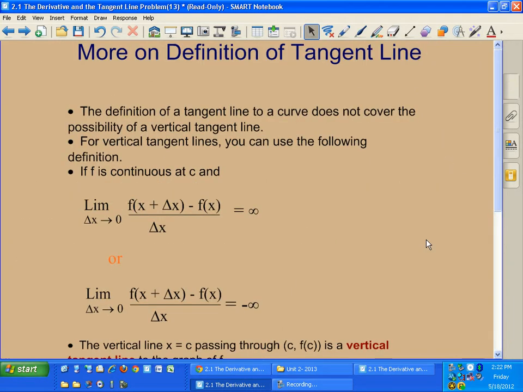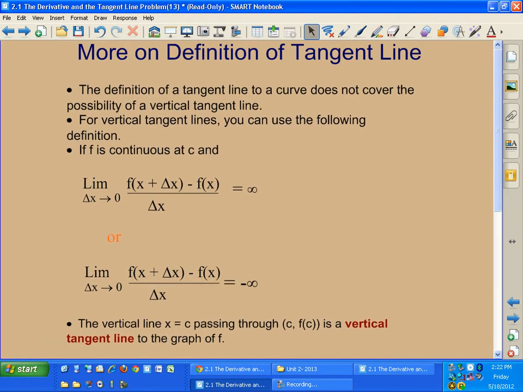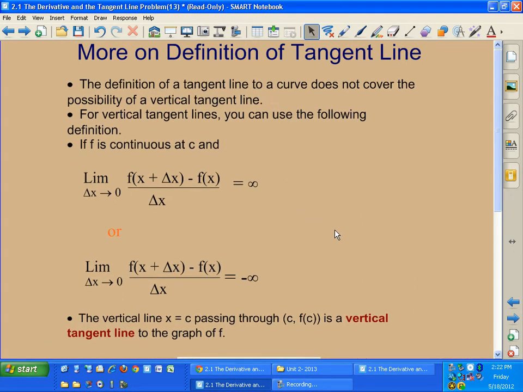So here's a little bit more about it. Basically, the definition of a tangent line does not cover the possibility of a vertical tangent line. If that would happen, this derivative, this limit, would come out to be infinity or negative infinity, and that's how we're going to know that we end up with a vertical tangent line on a graph.